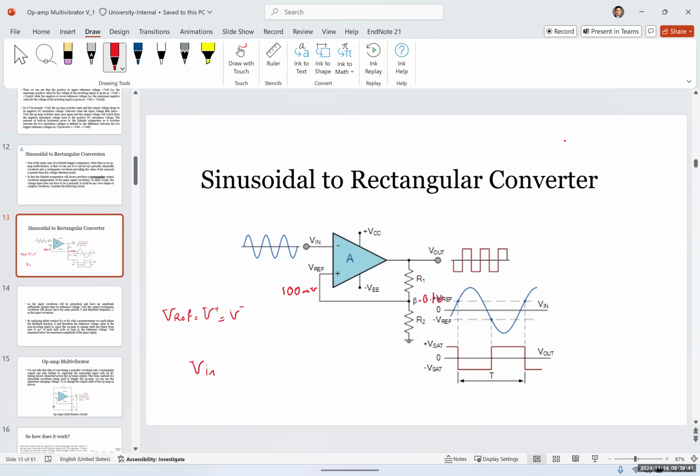If Vn, which is V negative, is greater than V positive, then the output voltage, V output, would be equal to negative VCC. And if Vn is less than V positive, then V out would be equal to positive VCC.